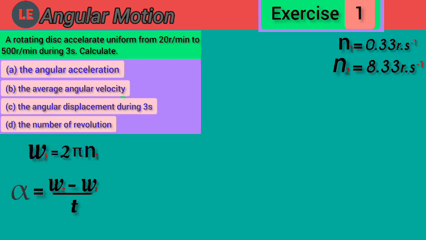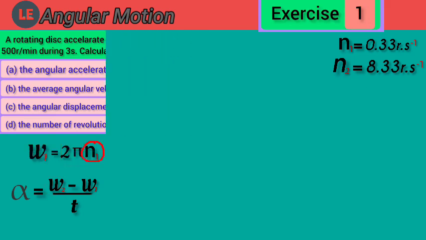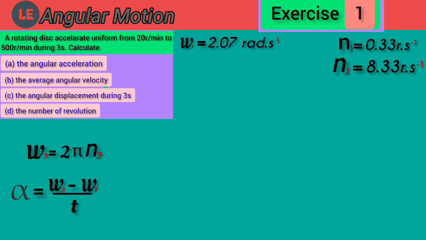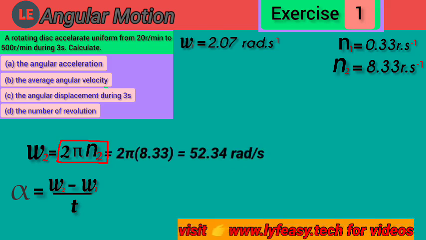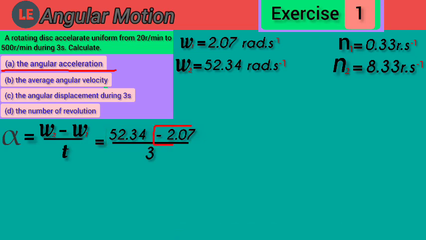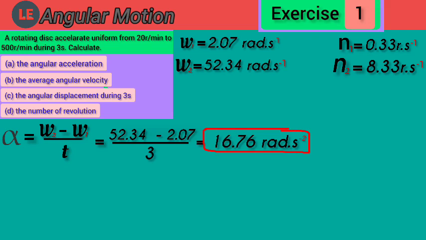We say, initial angular velocity is equal to 2 pi times n1. That is 2 pi times 0.33, which gives us 2.07 radians per second. Final angular velocity equals 2 pi times n2. That is 2 pi times 8.33, which gives us 52.34 radians per second. Because now we have this information, angular acceleration equals 52.34 minus 2.07 all divided by 3. We get angular acceleration to be 16.76 radians per second squared.